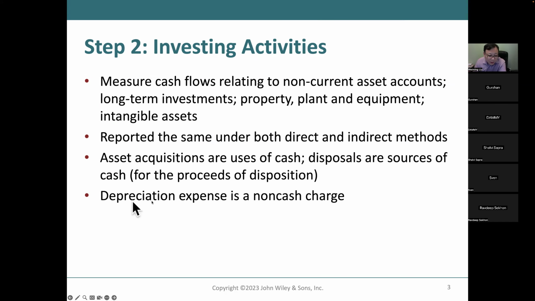From last lecture, we have seen the depreciation expense is a non-cash charge. Okay, so that's a non-cash charge. It reduces your net income, but it will not reduce your cash balance because this is not a cash transaction.